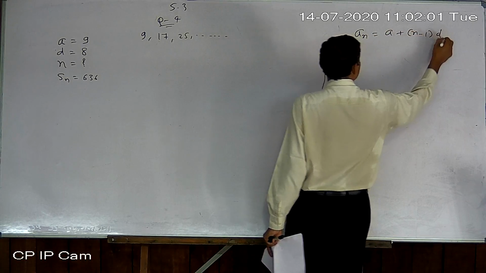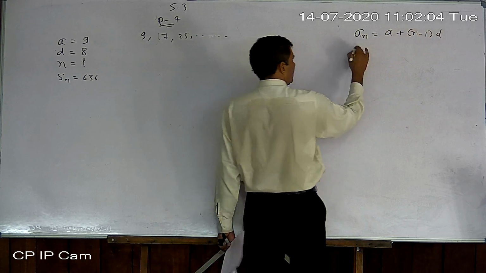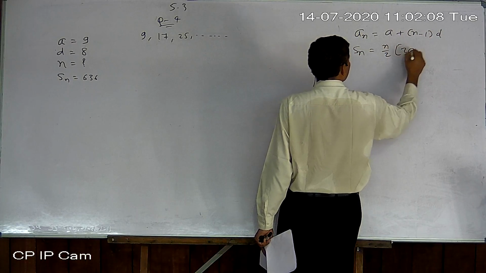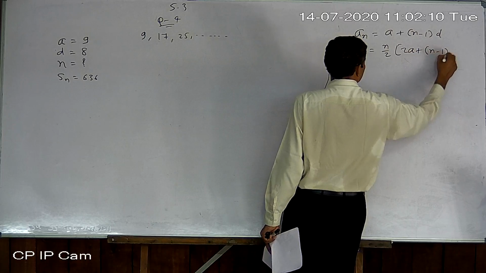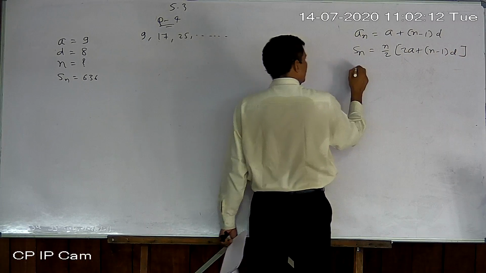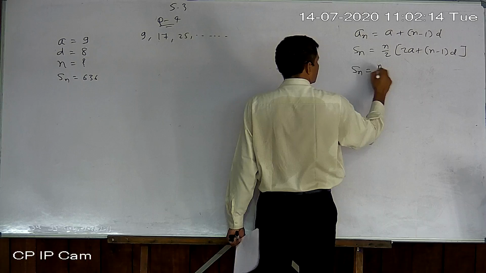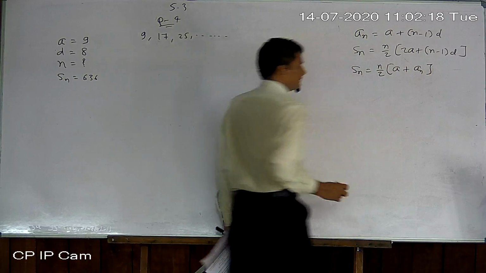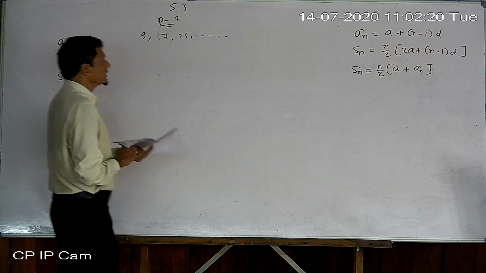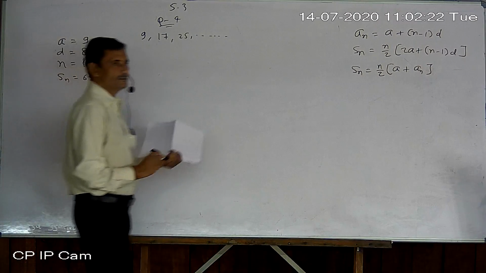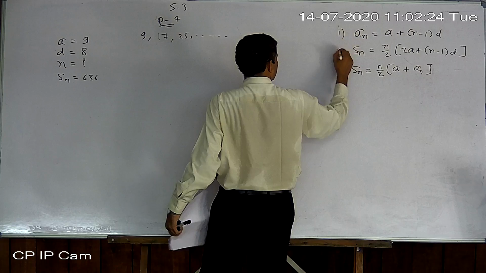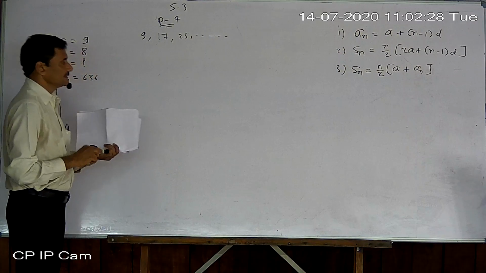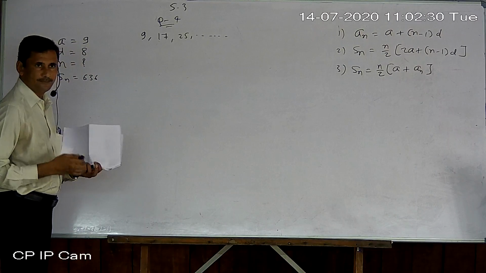We use these 3 formulas frequently. First, Sn = n/2 [2a + (n − 1)d]. Then the second, shorter formula for Sn: n/2 (a + an), where an means the last term. Now obviously we have to use the second one only. Why? You can see here, the last term is not given, so the third one is not applicable.